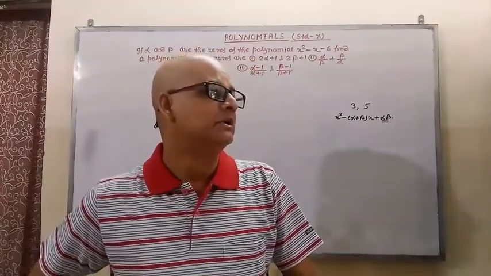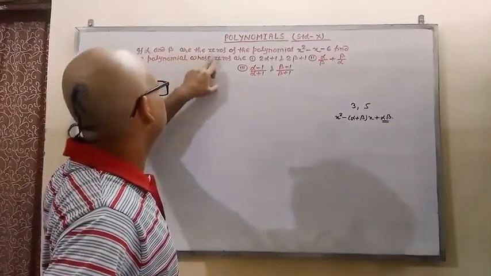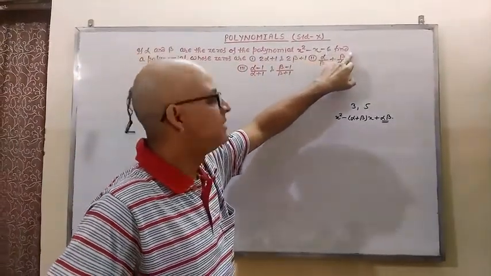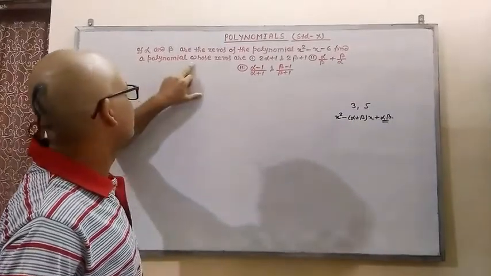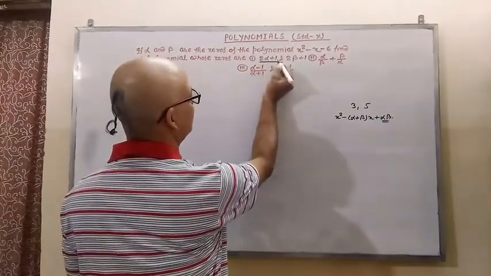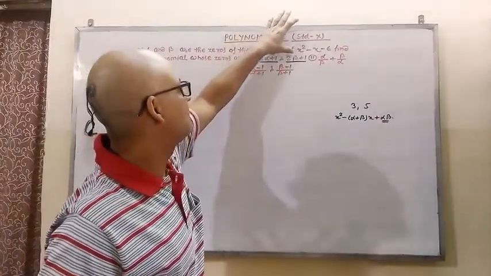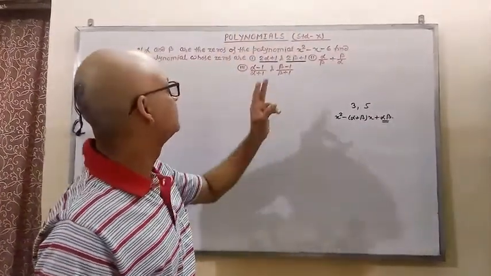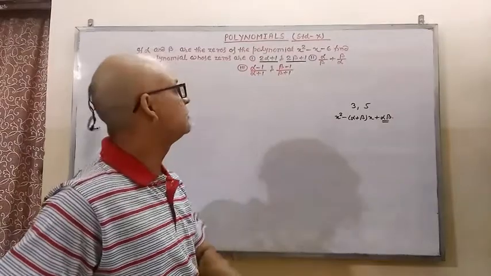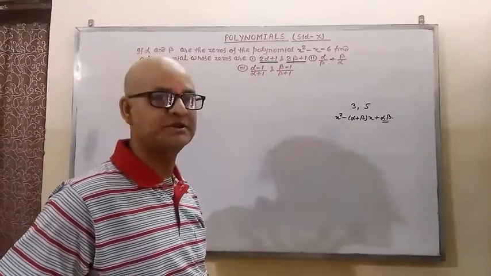Now, the questions are: if alpha and beta are the zeros of the polynomial x square minus x minus 6, find a polynomial whose zeros are 2 alpha plus 1 and 2 beta plus 1. It means now we will find a quadratic polynomial whose zeros are 2 alpha plus 1 and 2 beta plus 1. That was the first question.